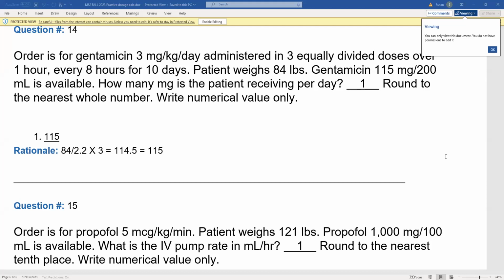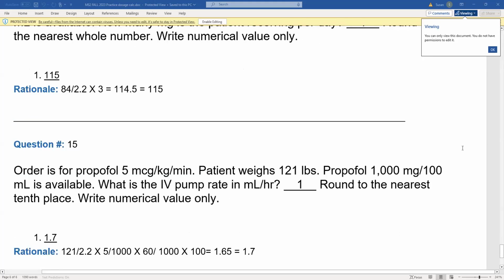Number 15, you're done. 16.5. I don't know. Did you do all the steps? Oh no, I didn't. Sorry. Hold on. Round to the nearest tenth place. 1.7. Hey, 1.7, good. Yeah, I didn't see that 1,000 at all. See, we gotta read. You do have to read.